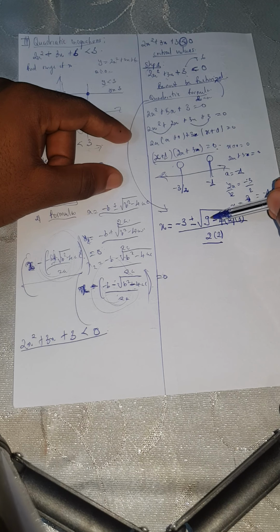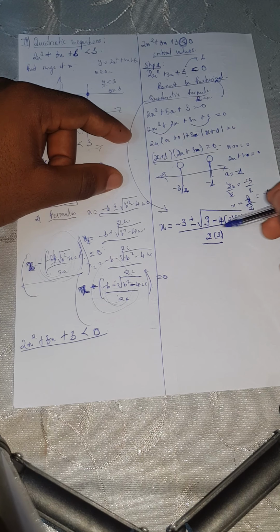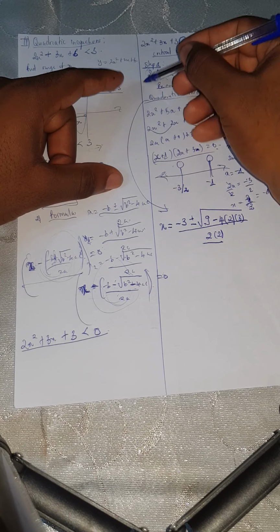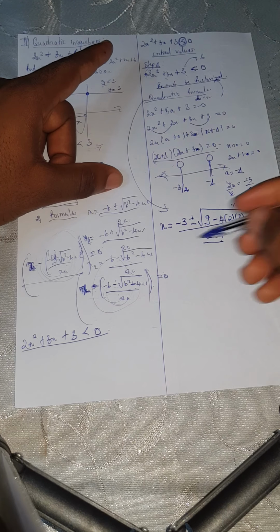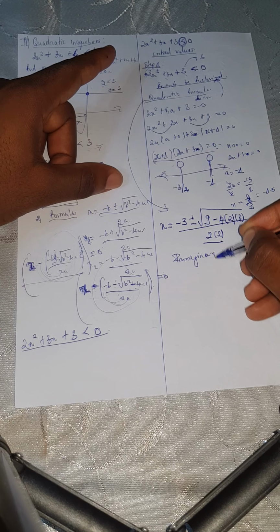Now, I see that 9 minus all this value is not capable of being formed. So I'm going to have an x which is an imaginary number. So this equation I've initially had was false because it is imaginary. The value of x here is imaginary.